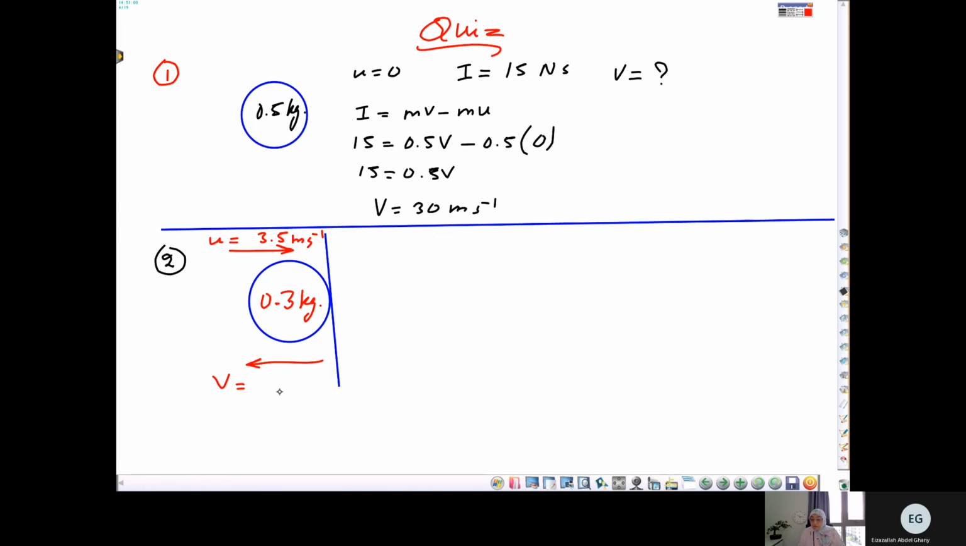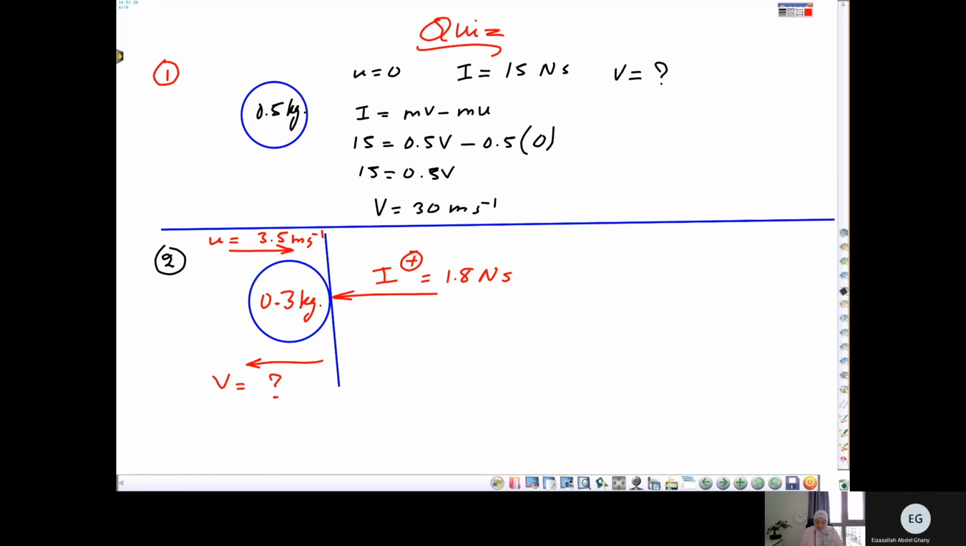Given that the magnitude of the impulse exerted on the ball by the wall is 1.8 Newton second. Of course, this is the impulse, and this is the positive direction of it. The impulse is 1.8 Newton second. Of course, he'll ask me about v. Find the speed of the ball just after it rebounds.